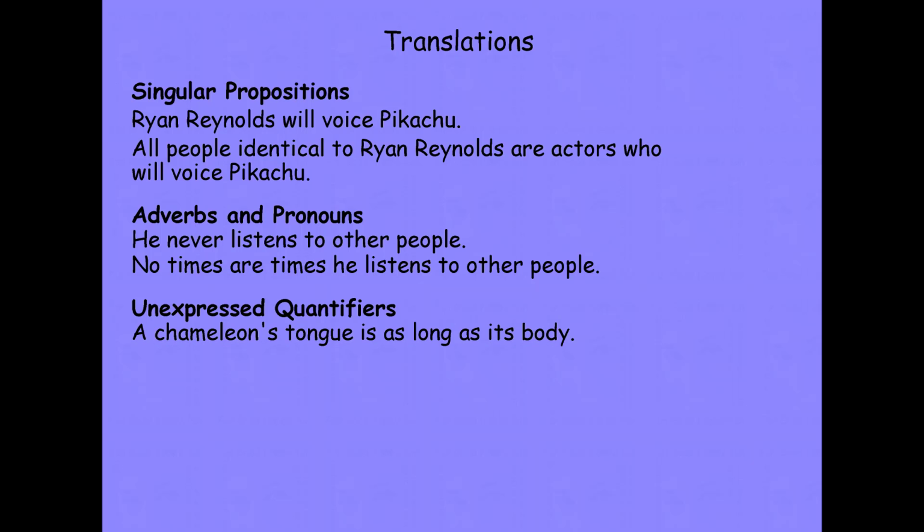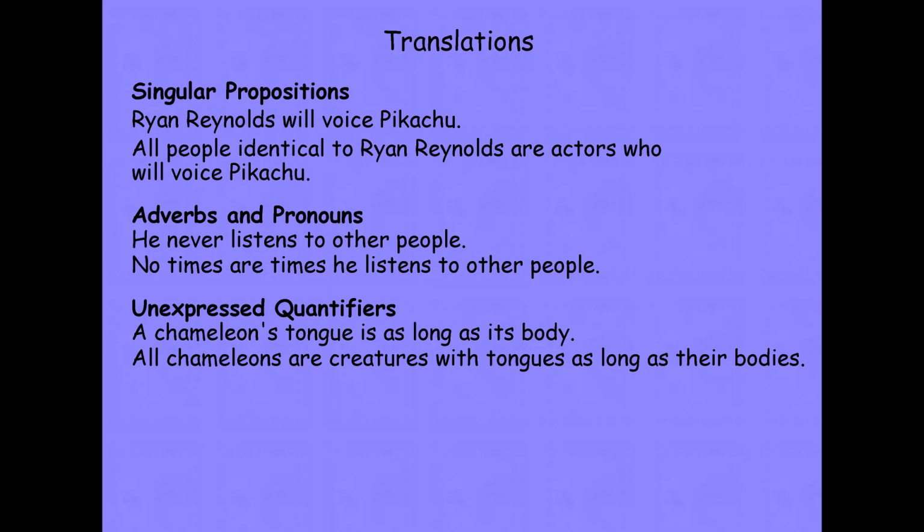So here's a sentence. A chameleon's tongue is as long as its body. We look at this, there's no standard form quantifier here. We could say a chameleon. Well, maybe that's some because it's at least one chameleon. But this doesn't really seem to be talking about one chameleon or a couple of chameleons. It seems to be saying something about chameleons. So it's probably best that we use a universal affirmative here. And we go, all chameleons.